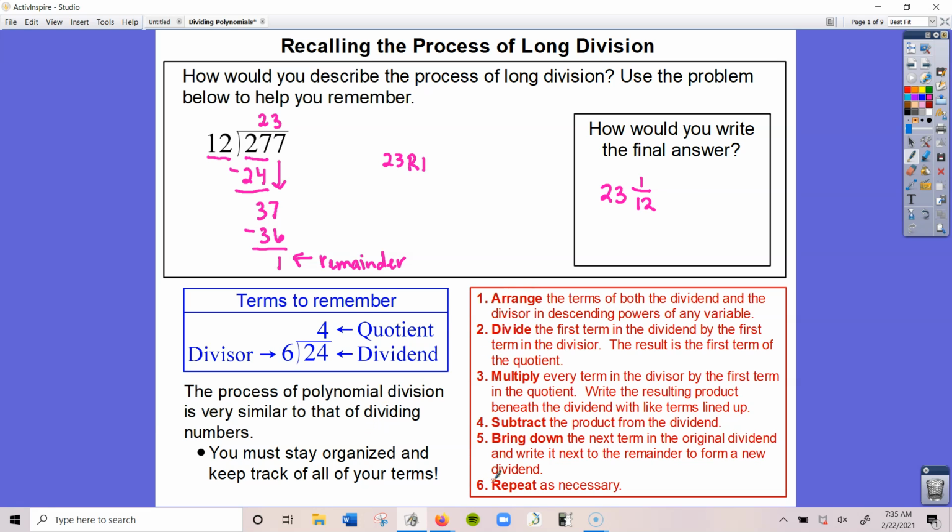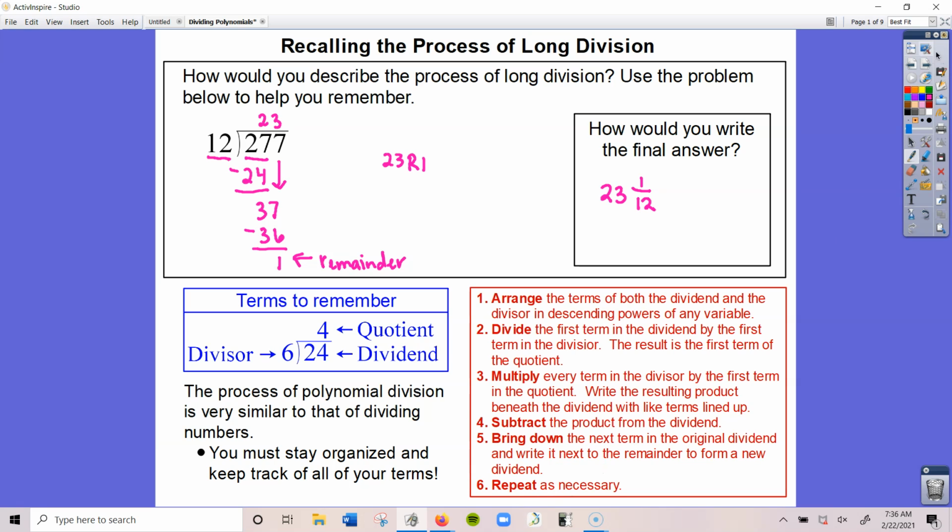And here are all the steps when you're doing polynomial long division. First, you're going to make sure that the terms are arranged in both the dividend and the divisor in descending powers of any variable, meaning you want both to be written in standard form. Then you would divide the first term in the dividend by the first term in the divisor, and the result is the first term of the quotient. Then just like we do with numbers, we multiply, and then we subtract, bring down the next term, and repeat until you get to the very end.